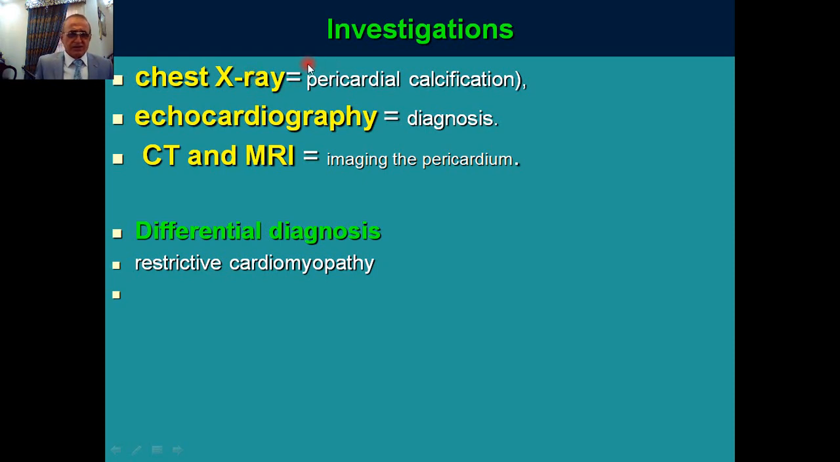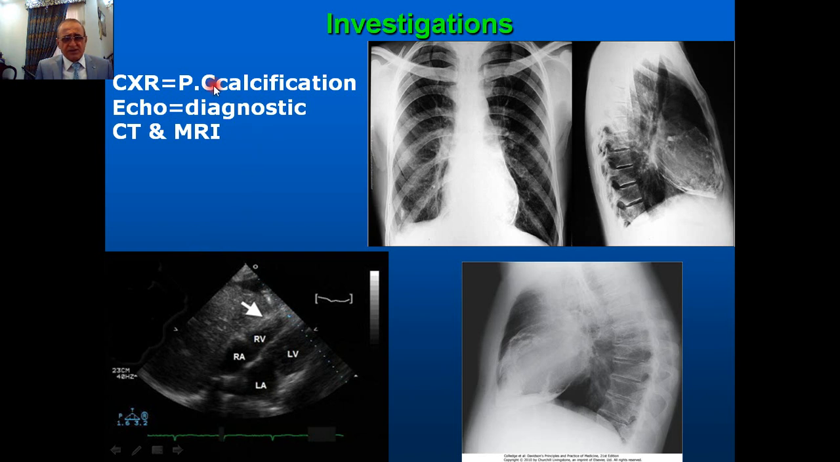Obviously, the investigations will be, again, chest X-ray that shows calcification, echo is diagnostic. Occasionally, we might need CT and MRI. There is one differential diagnosis which is actually difficult, which is restrictive cardiomyopathy. This is the chest X-ray. You see pericardial calcification in the lateral view, and here also there is some calcification, and again this is the calcification. The echocardiography shows increased echogenicity, and even the calcification can sometimes be seen.